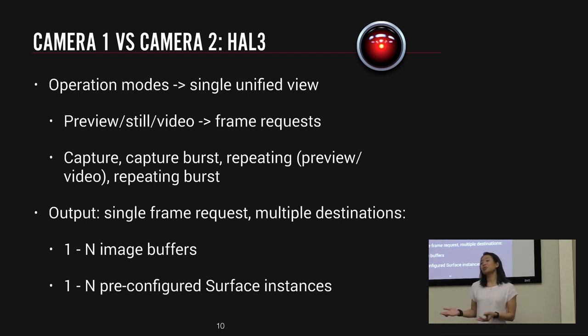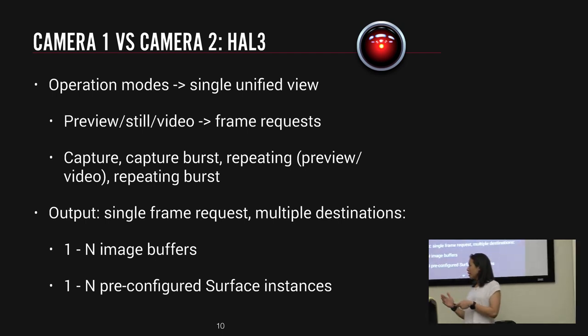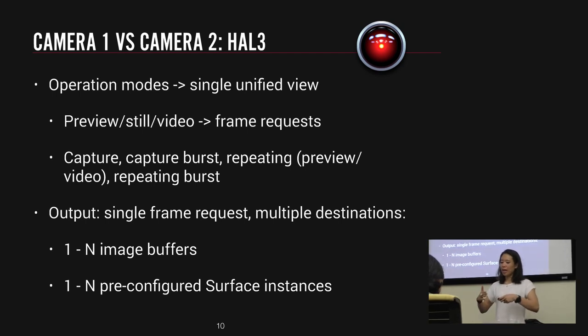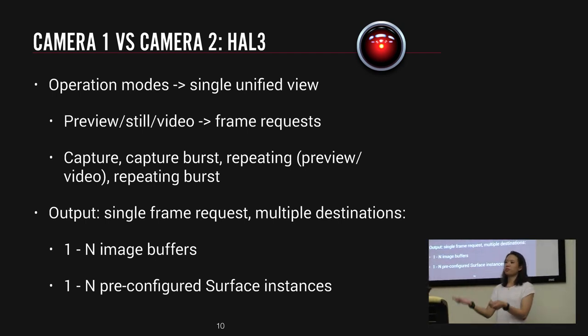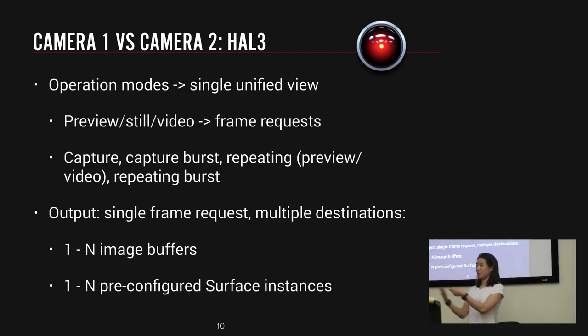Now, one of the really cool things that has changed in this new hardware abstraction layer is that we're taking things more low level, right? We're not talking about video, not talking about pictures, we're talking about frames. And with that low-levelness, we got some perks. Now, when you make a request for that single frame of data, you can actually request that data be sent out to multiple outputs. So you could have a surface that's rendering the image in your application. You could have an image reader that you can save JPEG data to and save it to a file.